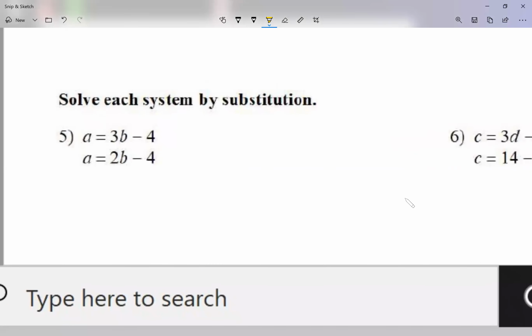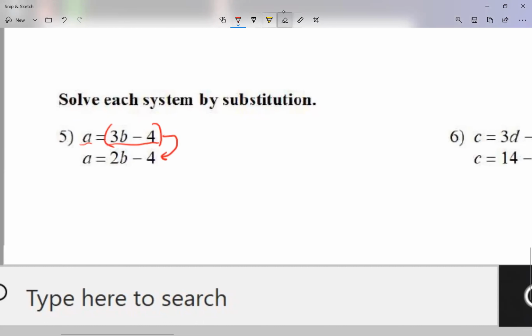For substitution, one of my letters must be by itself in one of the equations. It doesn't have to be in both, but in one of my equations. And I notice on the first equation that A is by itself. It says A equals 3B minus 4. So A is by itself. What I'm going to do is replace it on the second equation. Instead of A, I'm going to write 3B minus 4.